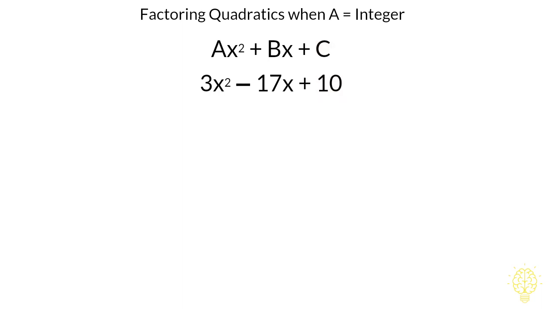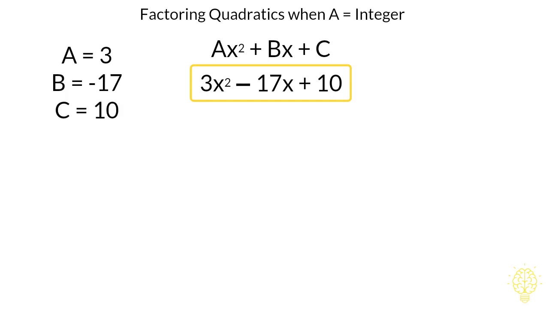Let's factor the quadratic 3x squared minus 17x plus 10. What's our a, b, and c here? The a is 3, the b is negative 17, and the c is 10.